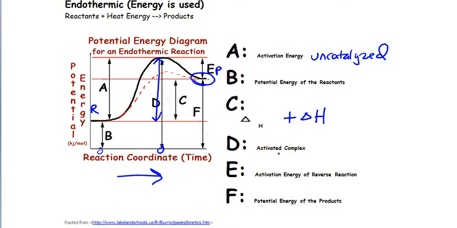And your activation energy of the reverse reaction, to go in the reverse, this now would act as our reactant, and this would be our product. So in the reverse reaction, our activation energy would be from the reactant here up to the activated complex. And so this here, your E, would signify the activation energy of your reverse reaction. And then lastly, the potential energy of your products would be F, so of your forward, so from 0 up to the energy of your products.